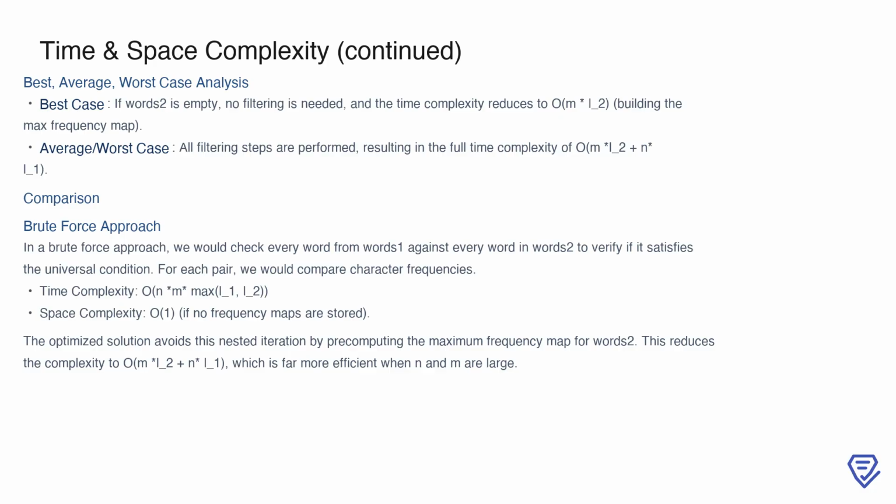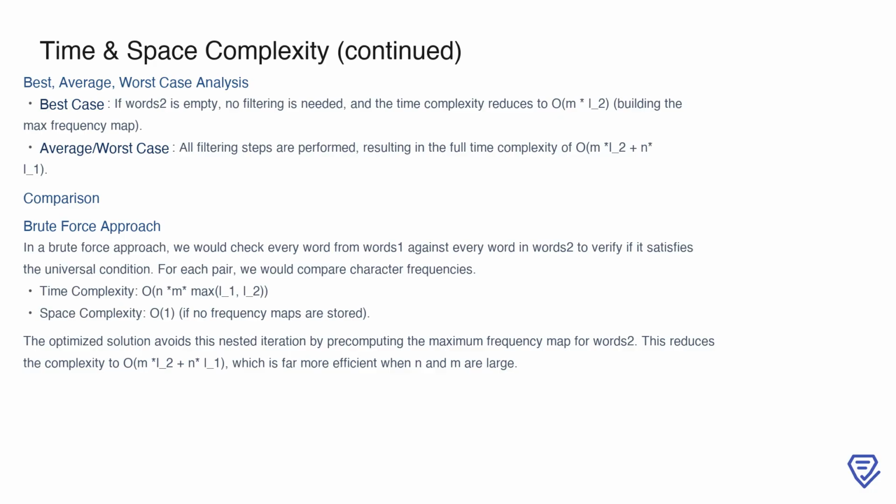To appreciate the efficiency of this approach, we can compare it with a brute force solution. A naive approach would involve comparing every word in words 1 with every word in words 2, checking character frequencies for each pair. This would result in a time complexity of n*m*max(L_1, L_2), which is significantly worse than our optimized solution. Furthermore, the brute force approach could achieve O(1) space complexity if no frequency maps are stored, but this comes at the cost of much higher runtime.